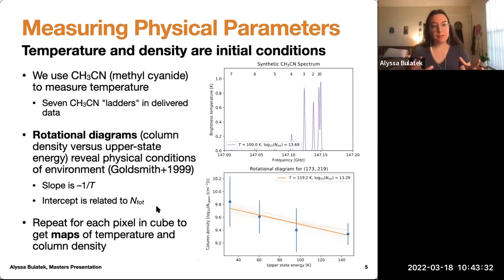So if we can repeat this process, make a rotational diagram for every single pixel in our image, because we have a spectrum for every single pixel, we can make maps of temperature and column density. And that's pretty sweet, because then we can interpret the spectra now that we know their temperature and column density.